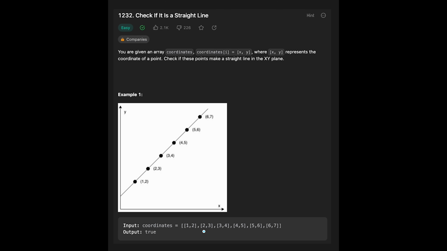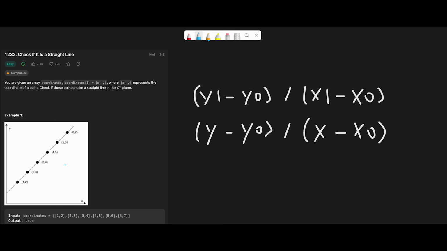You are given this input array, and the output is true because we can create a straight line with these points like this. All points are on the line, so that's why in this case we should return true. Okay, so let me explain with this example.